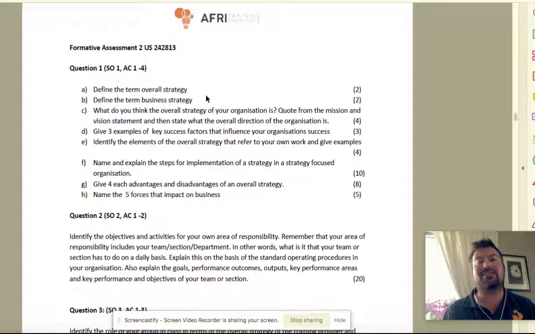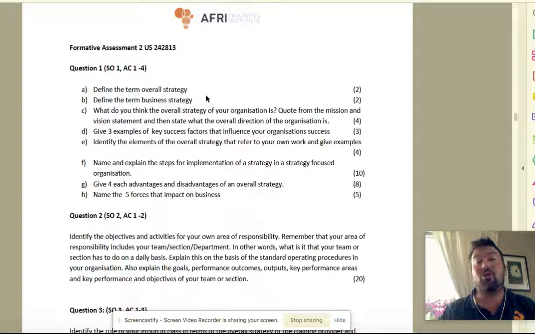So what are those success factors that they are continuously monitoring? Because if you are successful in the key areas, then you should be successful in your overall mission, objectives, and goals. So what are the 3 key success factors that you find in the business that are measured and that are constantly communicated? Then identify the elements of the overall strategy that refer to your own work and give examples.